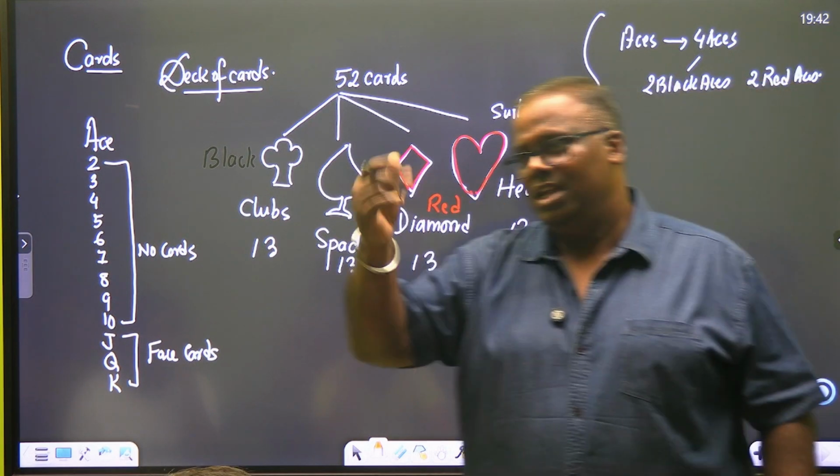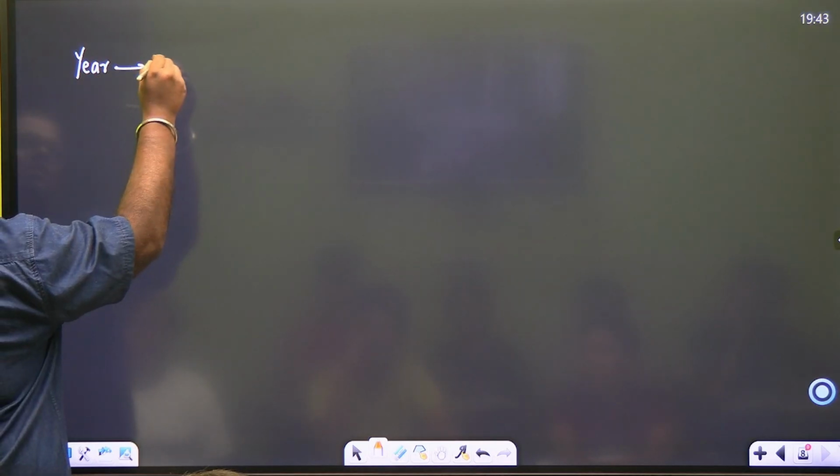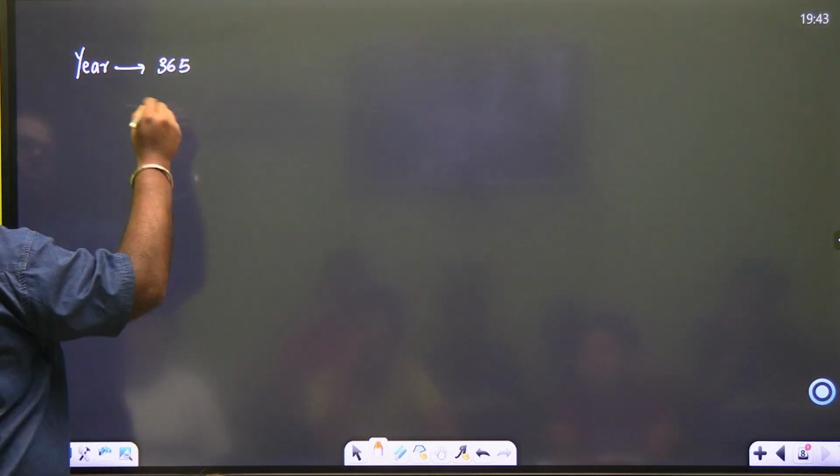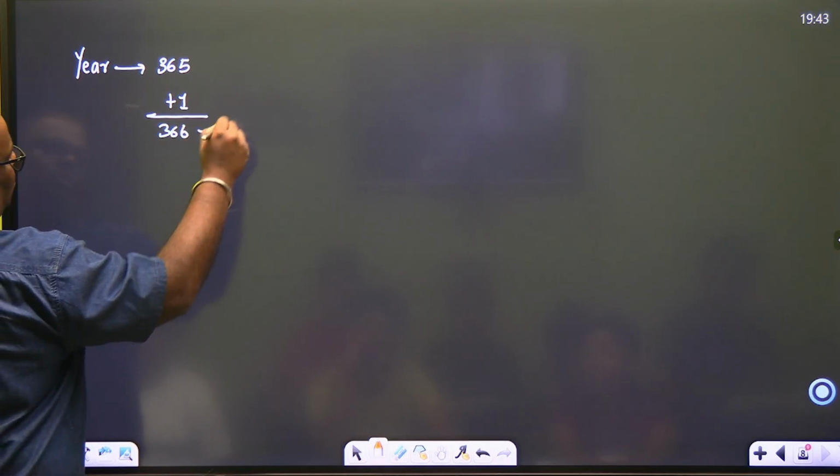एक और चीज सीख लेते हैं. एक और चीज जहां से क्वेश्चंस आते हैं. Year. How many days in a year? 365. If you add 1 with it, it becomes what? Then it gets to be known as leap year.